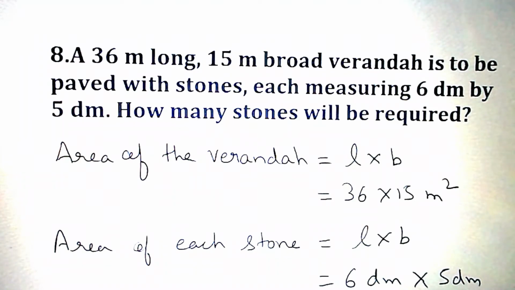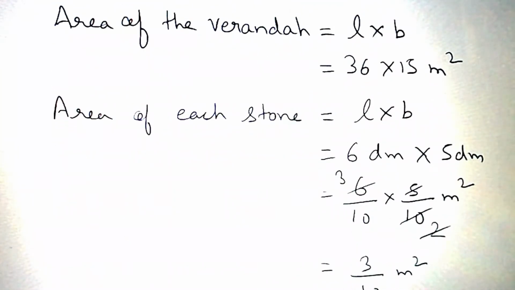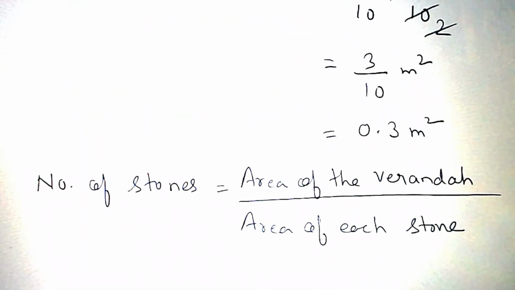Area of the veranda is equal to length into breadth, that is 36 into 15 meter square. Area of each stone is equal to length into breadth, that is 6 decimeter into 5 decimeter. It is given in decimeter, then we have to convert into meter. Then it will be divided by 10. So 6 by 10 into 5 by 10 meter square. On solving it, then we get 3 by 10 meter square, that is 0.3 meter square.